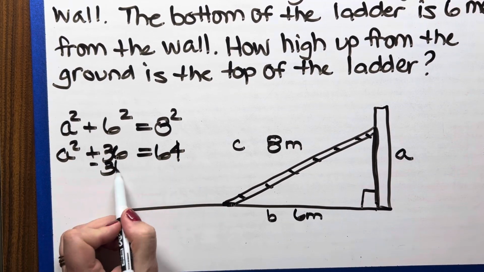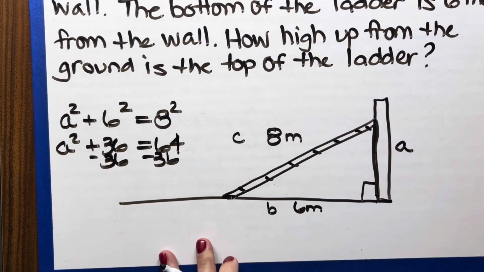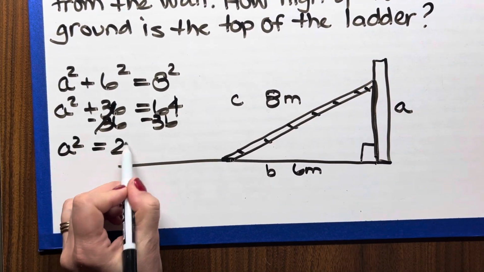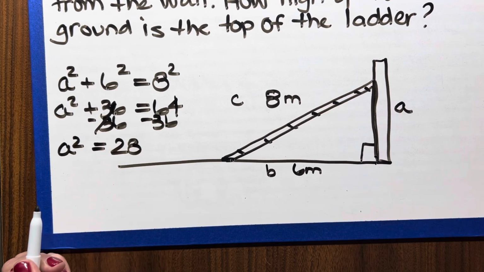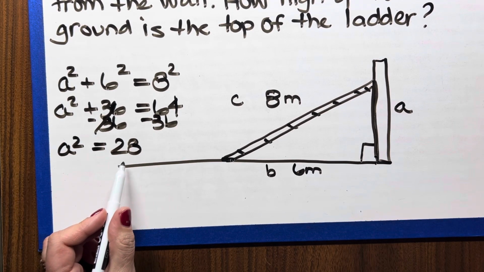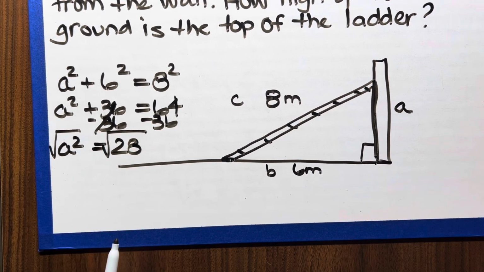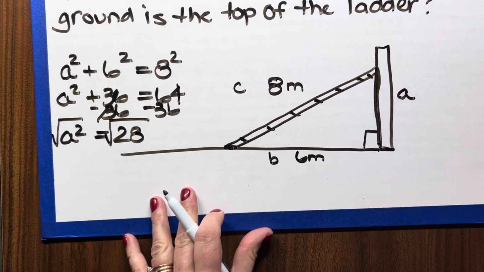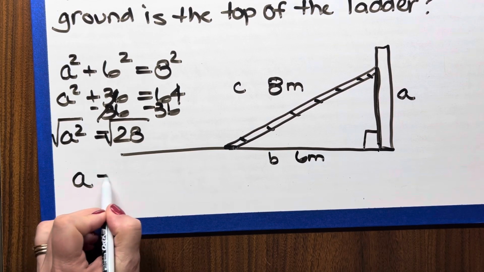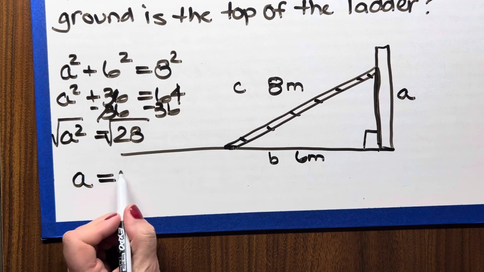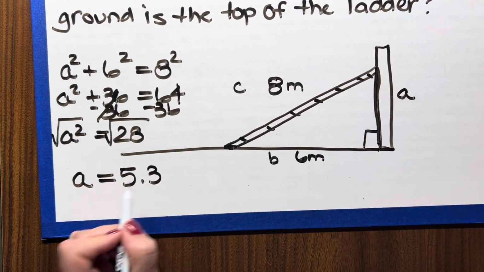I'm going to subtract 36 from both sides. That means a squared is going to equal 28. Now we know that 28 is not a perfect square, so when we take the square root, we are going to get a decimal, and we will round to 1 decimal place. So the square root of a squared is just a, and the square root of 28 is about 5.3.